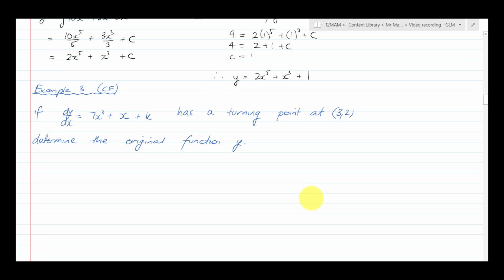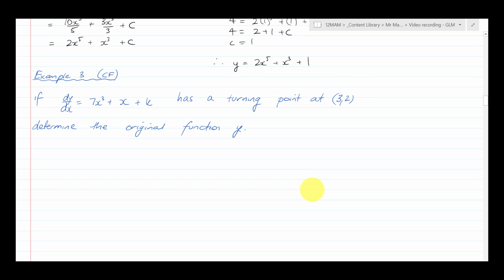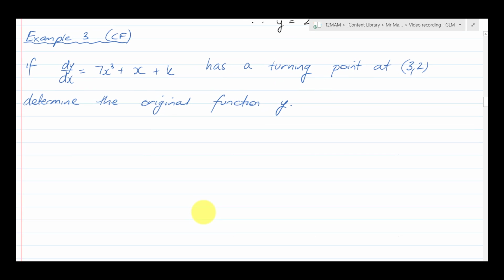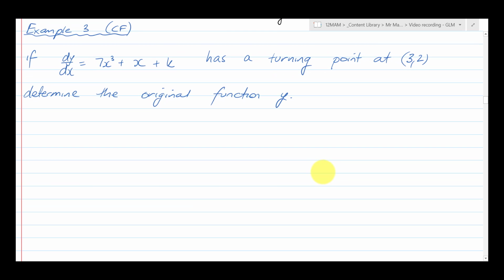And example 3, which is a complex familiar, you're told that dy/dx, which is the rate of change function, equals 7x cubed plus x plus k, and has a turning point at (3, 2). Determine the original function y. Now this is what's going to happen in the math methods external exam and even the internals: at times you're going to be drawn back to knowledge that you have previously learnt. So we have to now hark back to that knowledge.